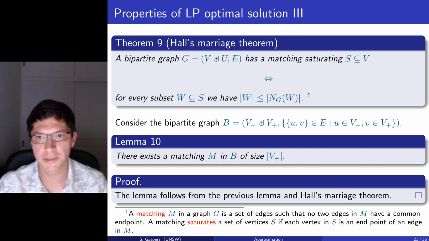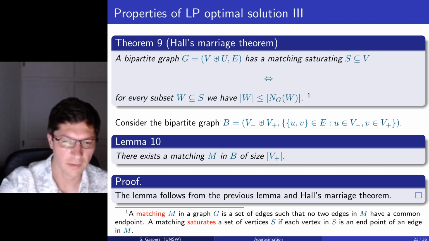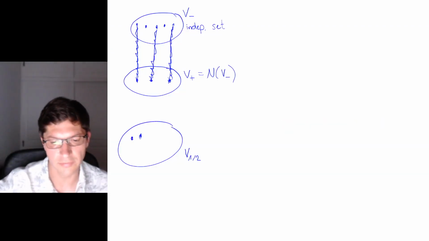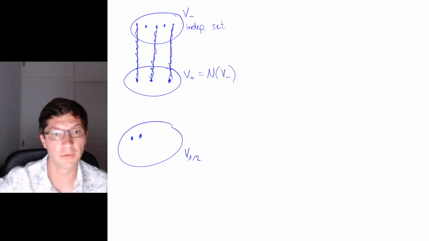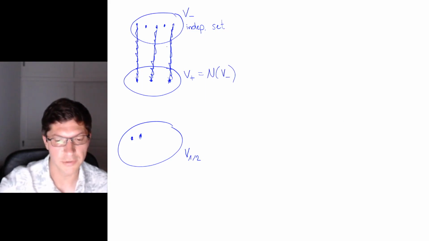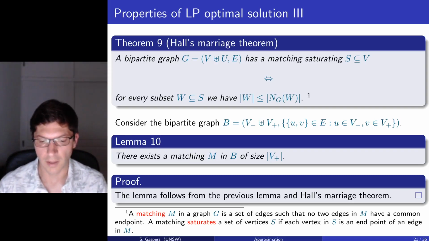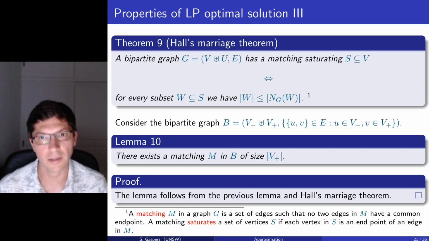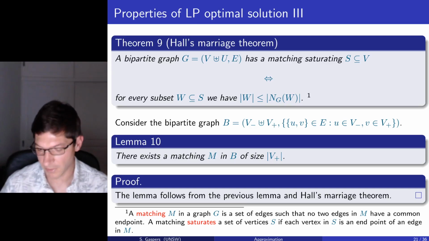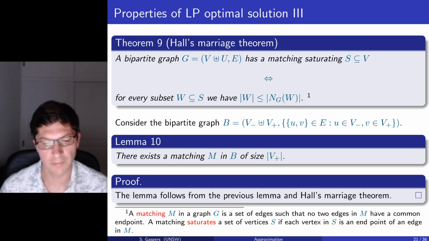In this graph we have a matching of size the cardinality of V plus. So the size of the matching is the number of edges. The number of edges of the matching is equal to the number of vertices in V plus, meaning that every vertex in V plus must be saturated. And the proof is just by using the previous lemma that we had and Hall's marriage theorem.